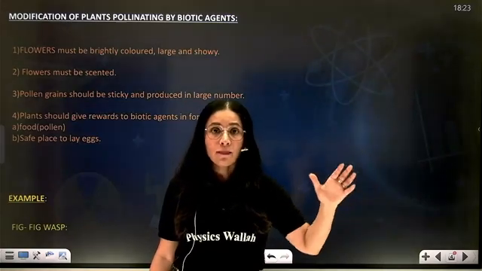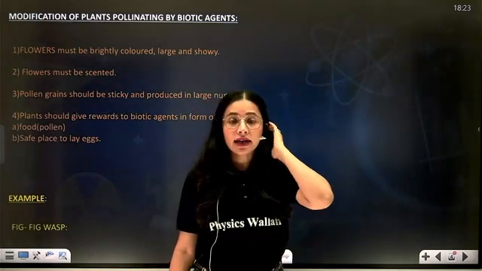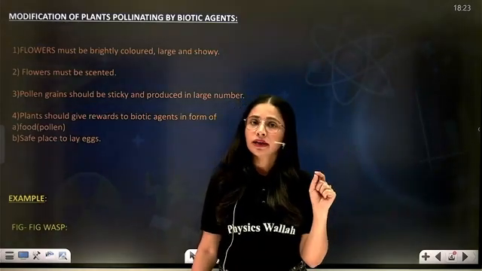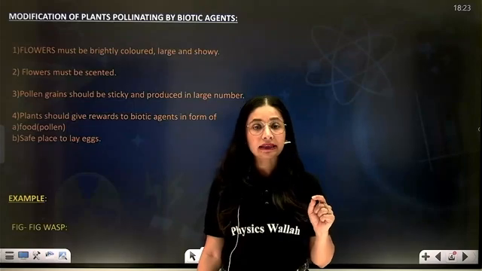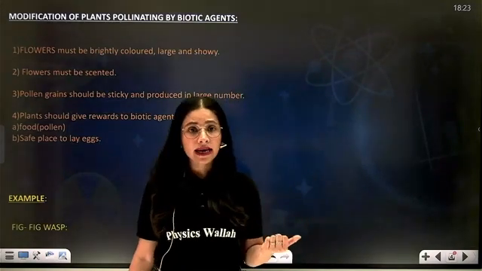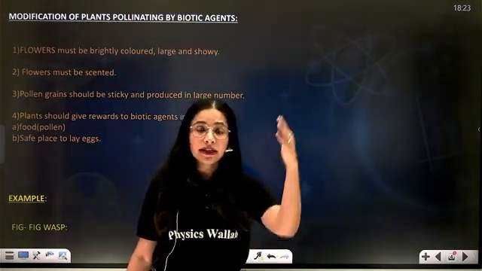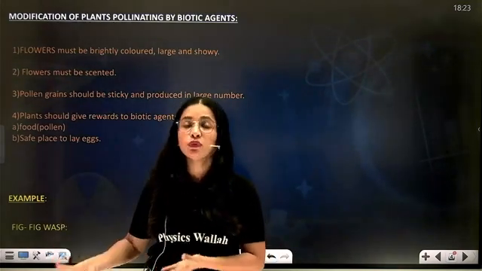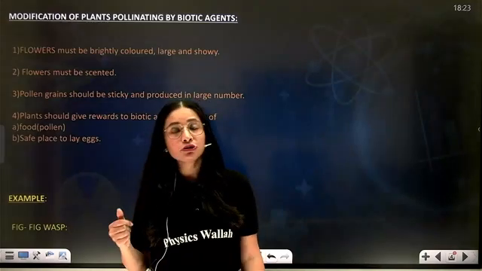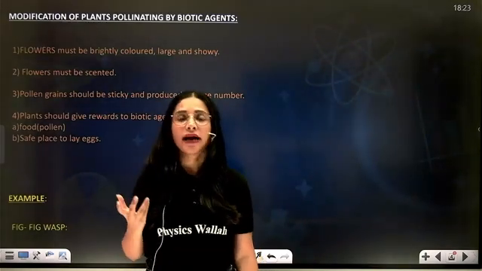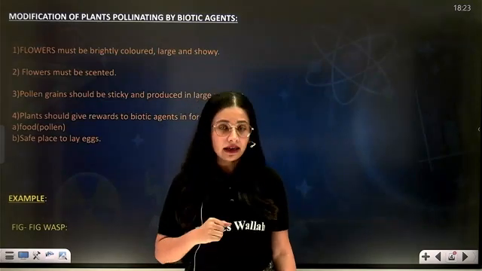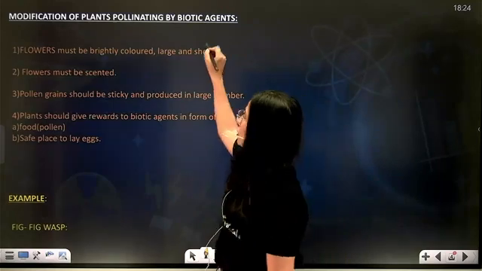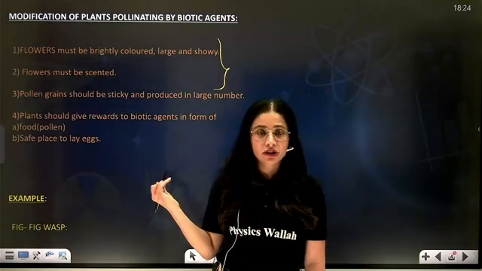But if pollination has to be done via living organisms, then this has to be a major modification, that flowers surely should be brightly colored. Why? Because then only the organisms will be attracted. Suppose an insect is flying, why would the insect come towards the flower? It will only come towards the flower if that flower is brightly colored, if it is attracting it. So attraction is a major factor for biotic pollination. So I hope the first two modifications are very clear.